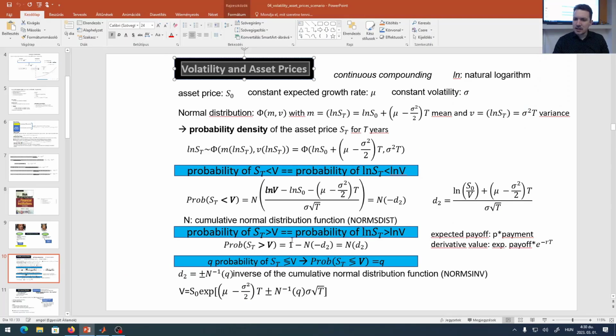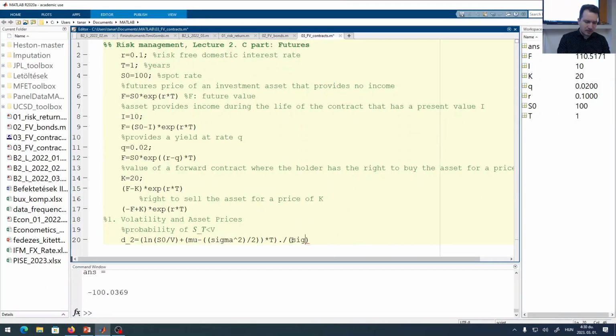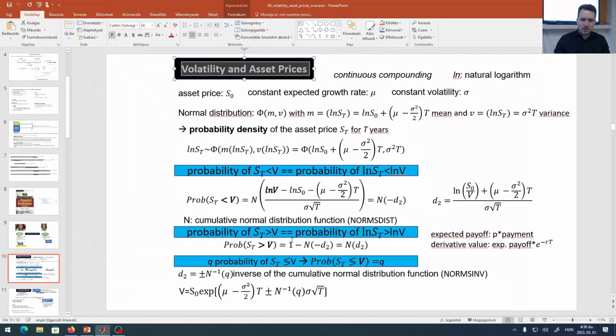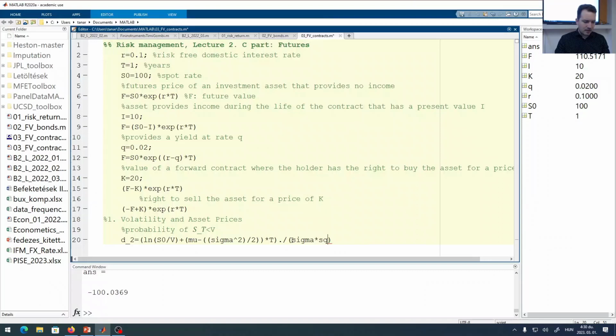Okay, and here we have sigma multiplied by the square root of T.